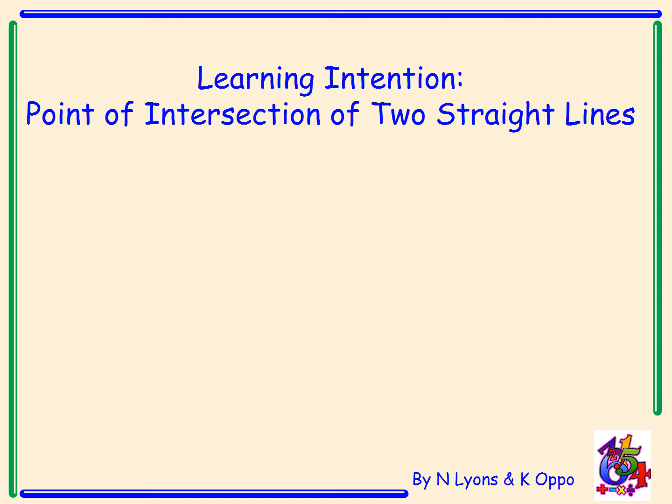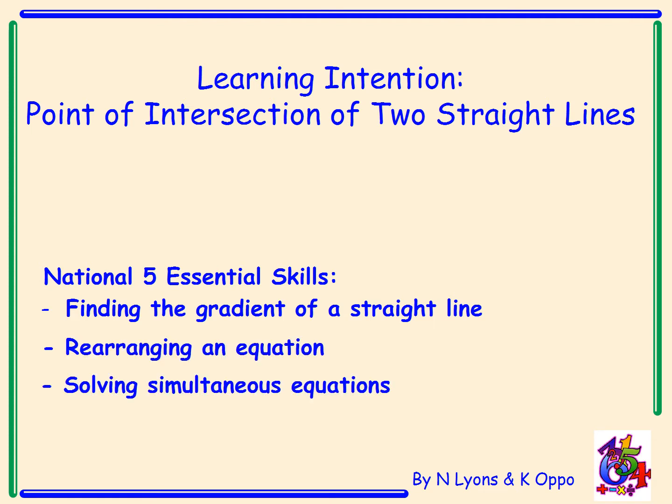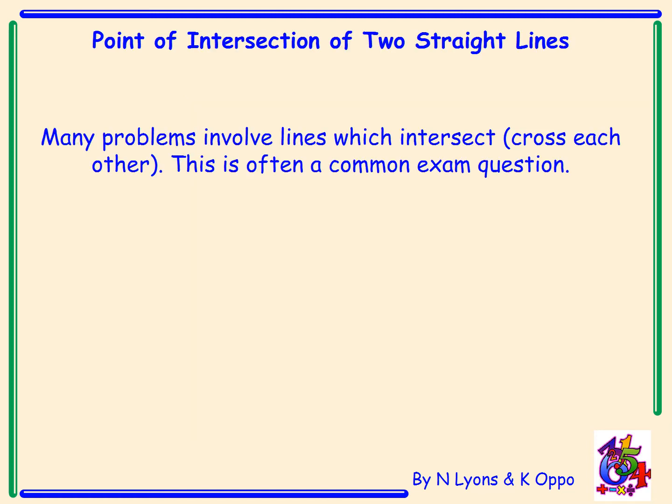The point of intersection of two straight lines. The essential skills from National 5: finding the gradient of a straight line, rearranging an equation, and solving simultaneous equations. Many problems involve lines which intersect. This is often a common exam question where we need to find where they meet.